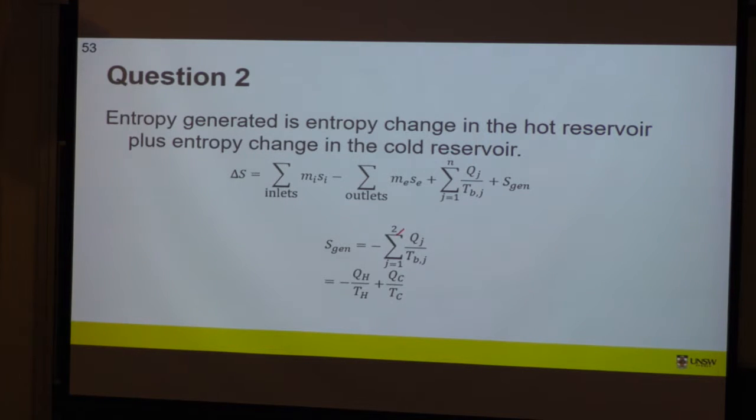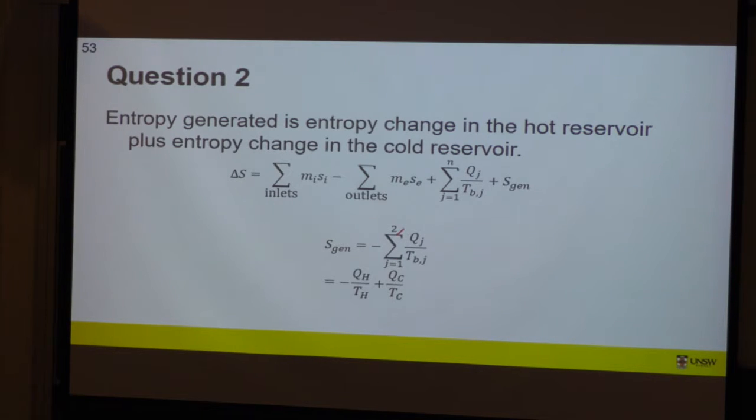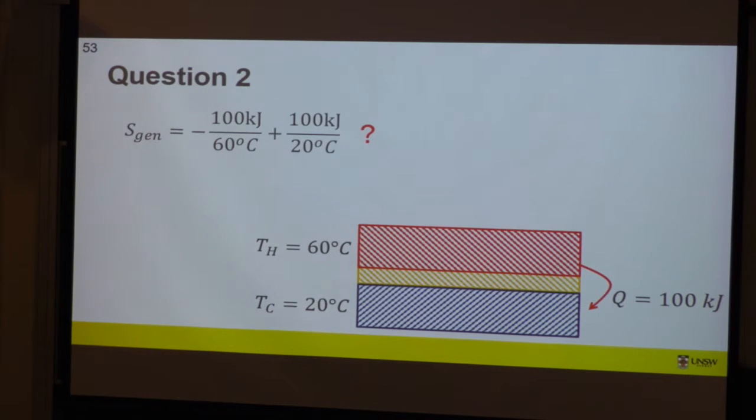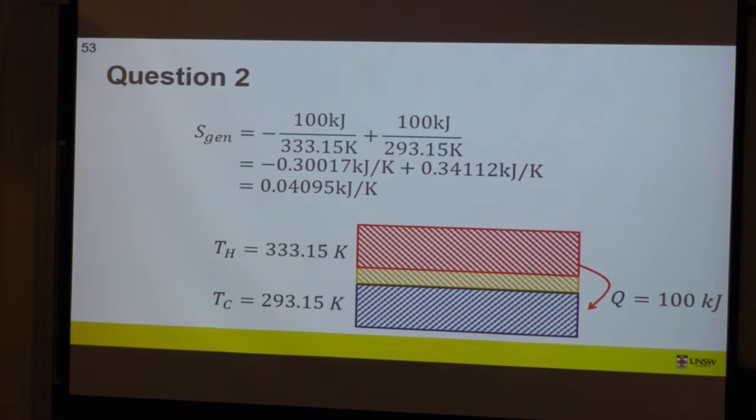So our Q hot is going to be negative in this case, right? Because heat traveling into the system has a positive sense. Our Q cold, the heat traveling out of the system, is swapped from negative to positive by the minus at the front. And then we've got our temperatures at the boundaries. What's the entropy generated? We set up an equation like that. It's wrong, of course, because it needs to be in Kelvin.